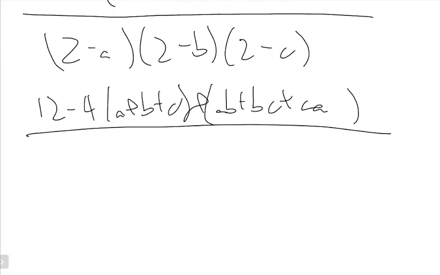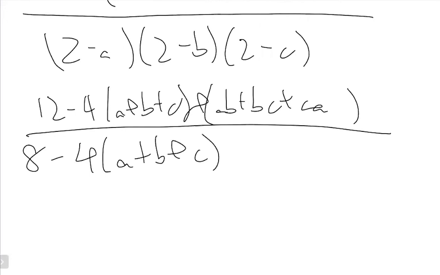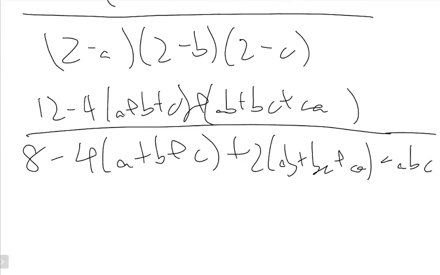So the denominator is 8 minus 4 times a plus b plus c. Now you can check this yourself. I'm skipping a few steps here for the sake of time, but you can check this yourself if you wish. Just expand 2 minus a times 2 minus b times 2 minus c and see if you get the same expression as I do. So plus 2 times ab plus bc plus ca minus abc. Right. And we notice that we can find a plus b plus c.